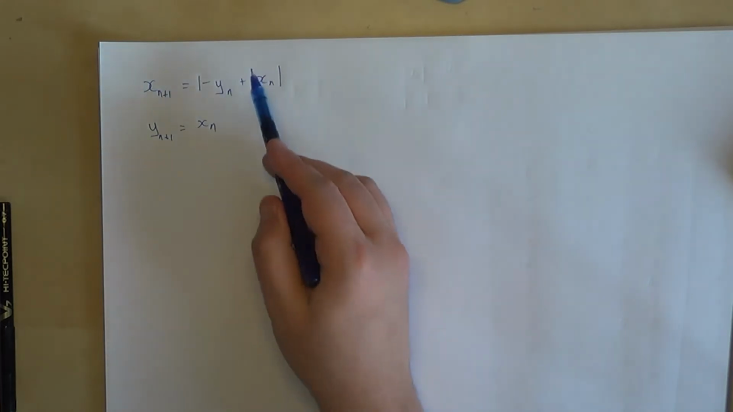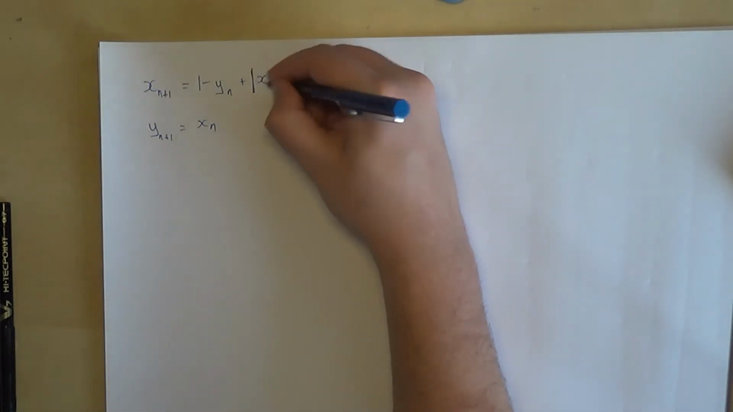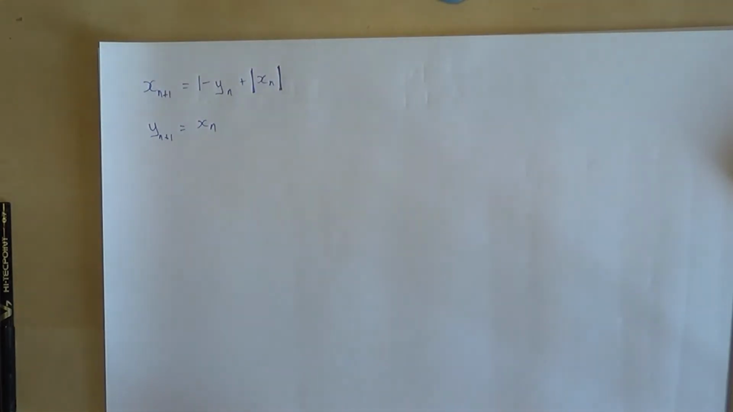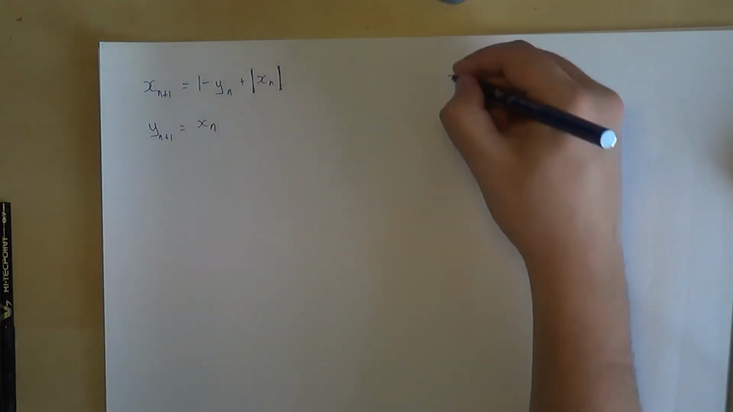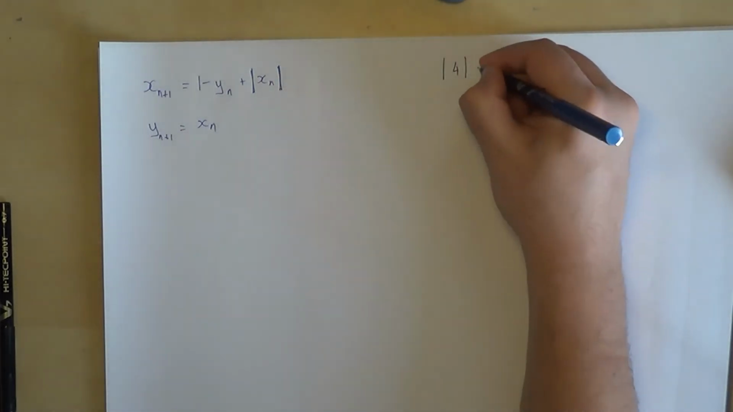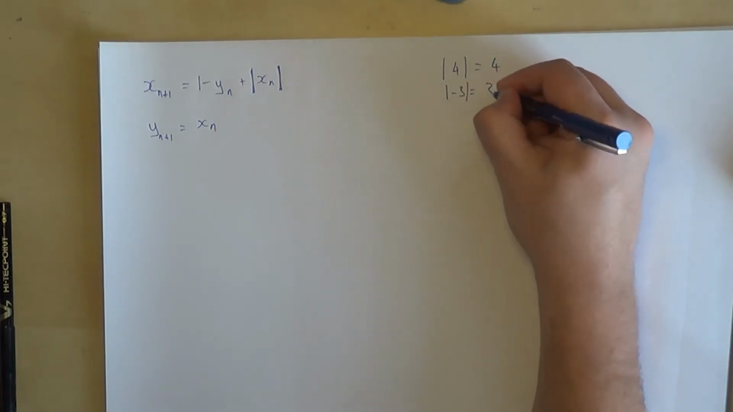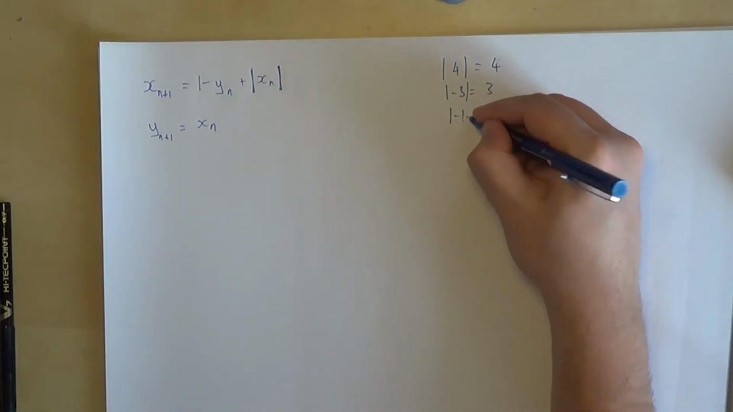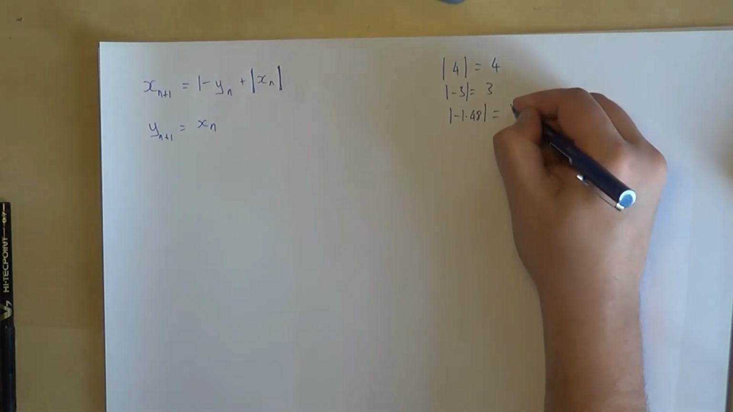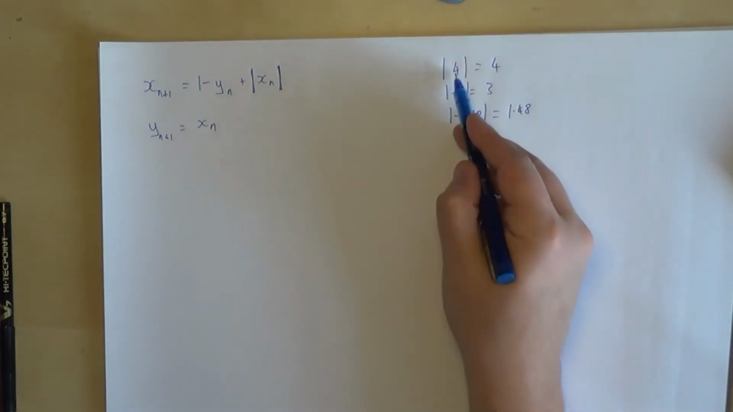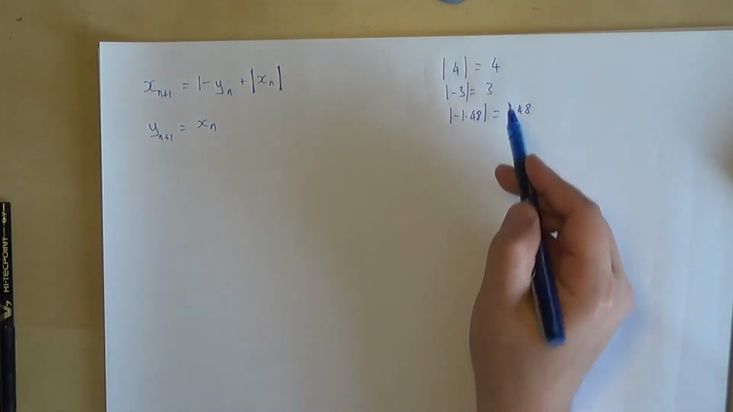The other new thing is this double vertical line symbol around the x_n. This is sometimes called the modulus function and sometimes the absolute function. It returns the absolute size of a value. It essentially makes it positive. So the size of 4 is 4, the size of negative 3 is 3, the size of negative 1.48 is 1.48. So if it's positive, it stays positive. If it's negative, it becomes positive.